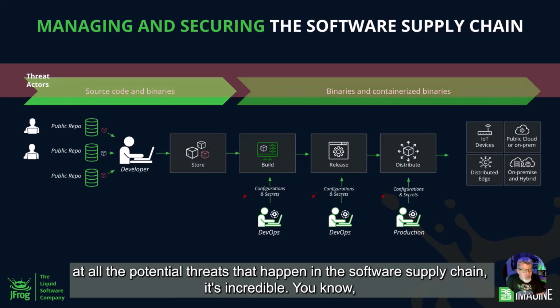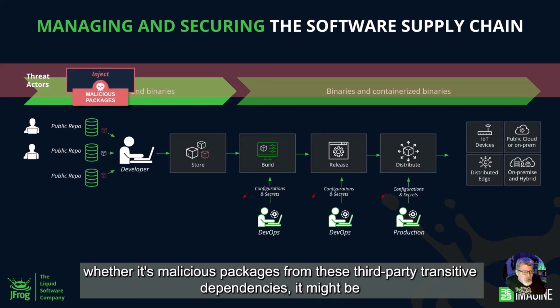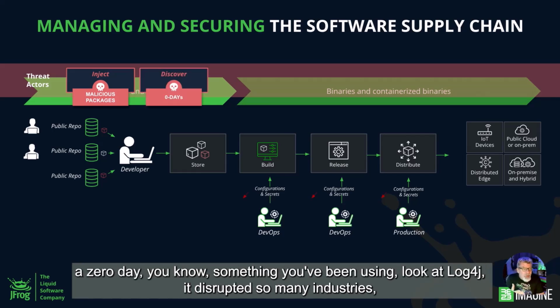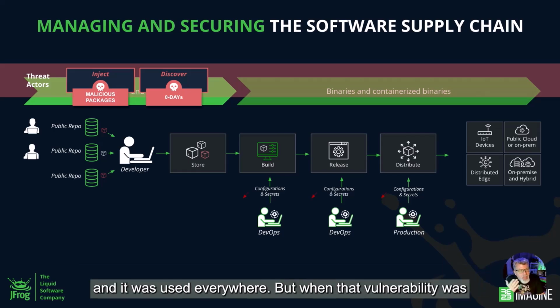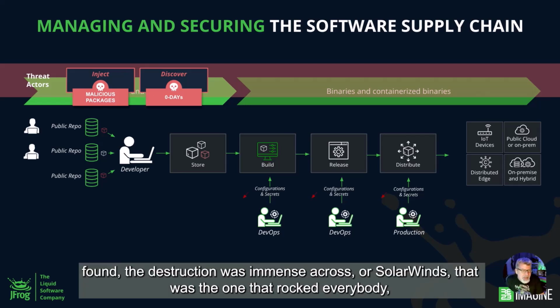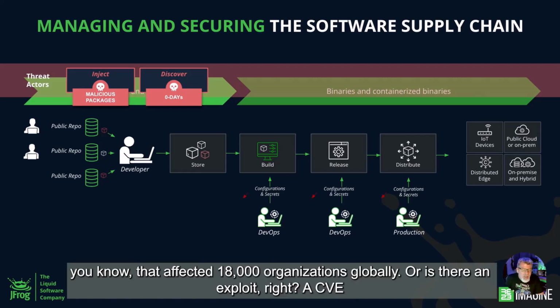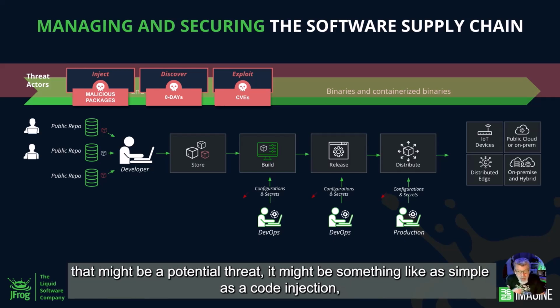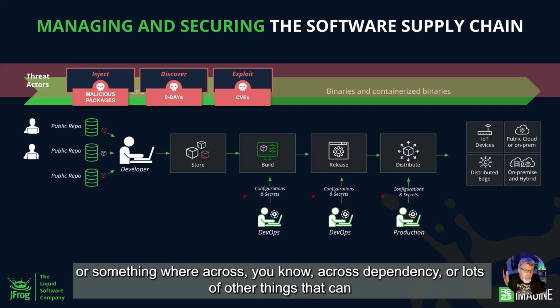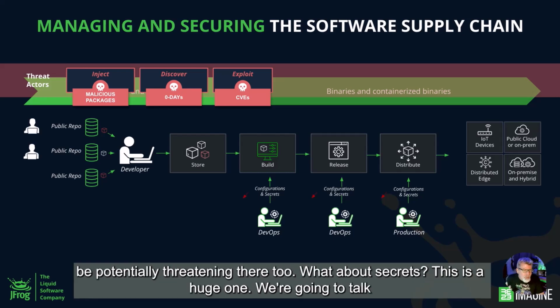And when we look at all the potential threats that happen in the software supply chain, it's incredible. Whether it's malicious packages from these third-party transitive dependencies, it might be a zero day, something you've been using. Look at Log4j. It disrupted so many industries. It was used everywhere, but when that vulnerability was found, the destruction was immense. Or SolarWinds. That was the one that rocked everybody. It affected 18,000 organizations globally. Or is there an exploit, right? A CVE that might be a potential threat. It might be something as simple as a code injection or cross dependency, or lots of other things that could be potentially threatening too.